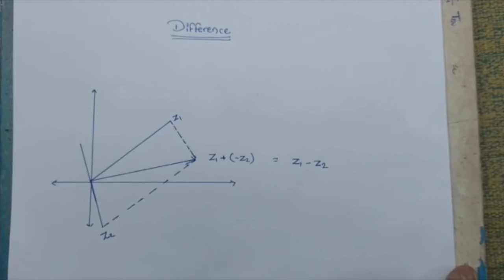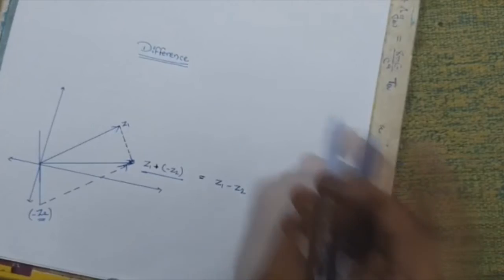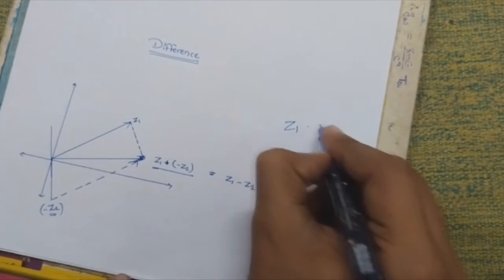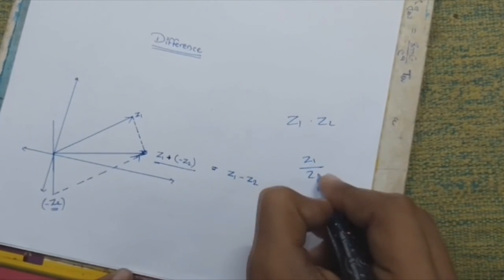Similarly, we will go for the difference, where the only difference between the sum and difference is the sign. Similarly, we will go for z1 into z2 as well as z1 by z2.